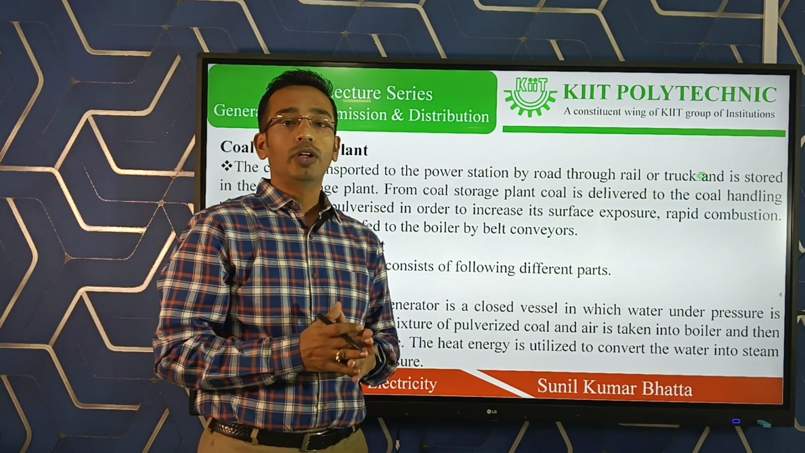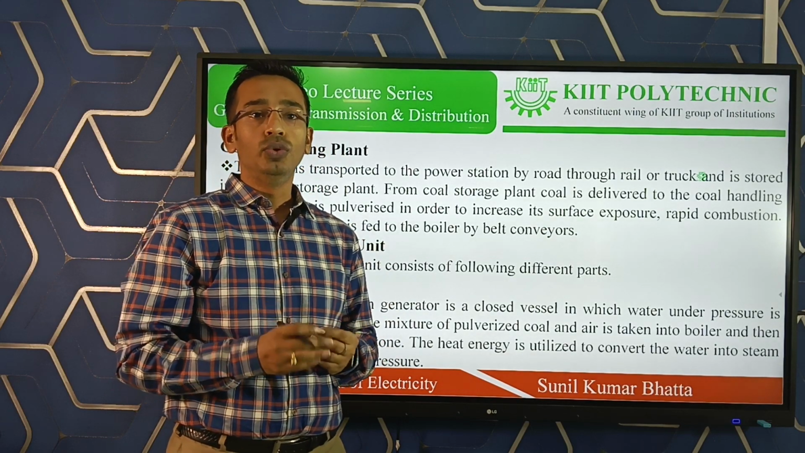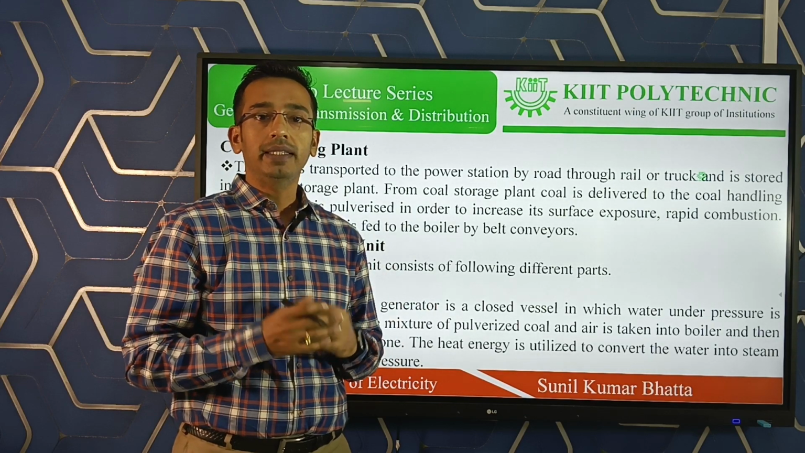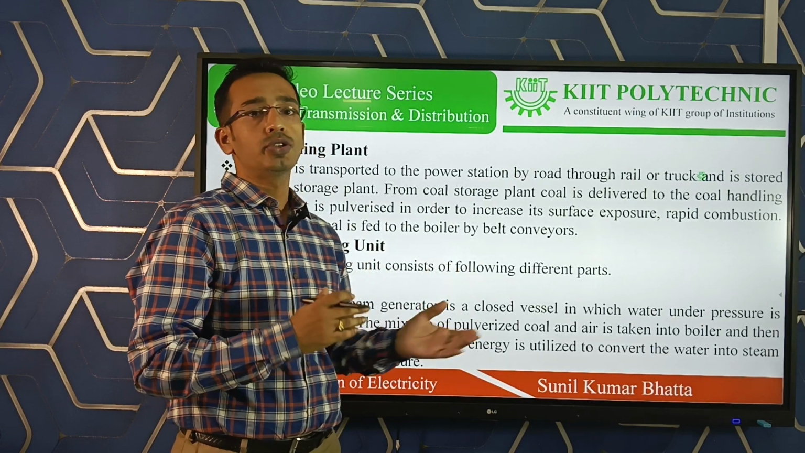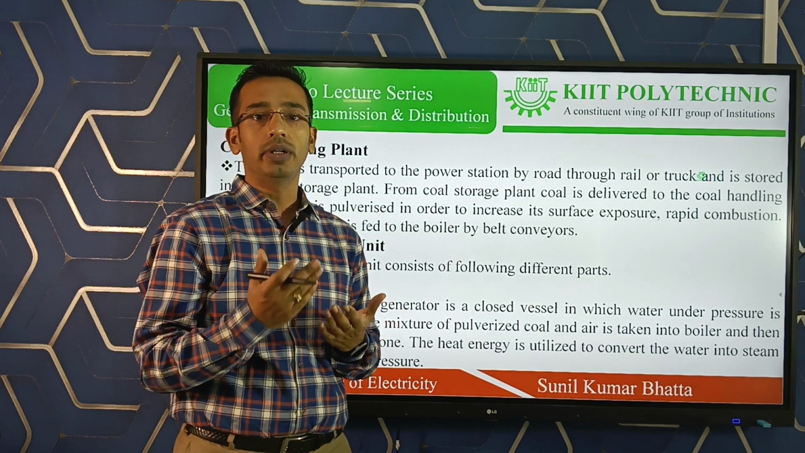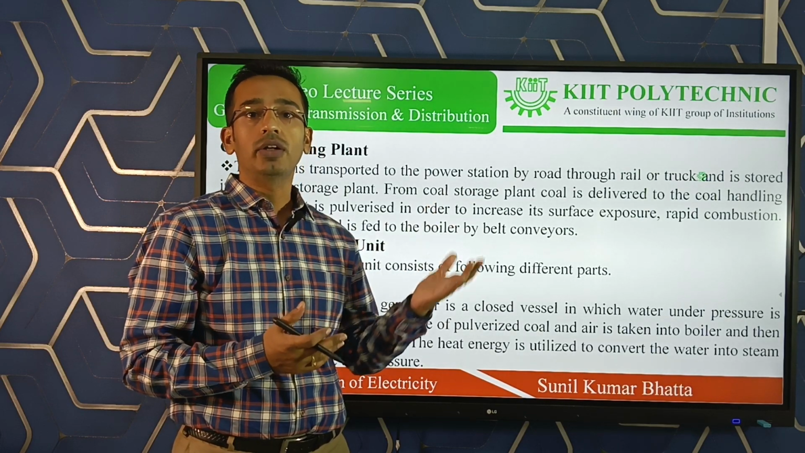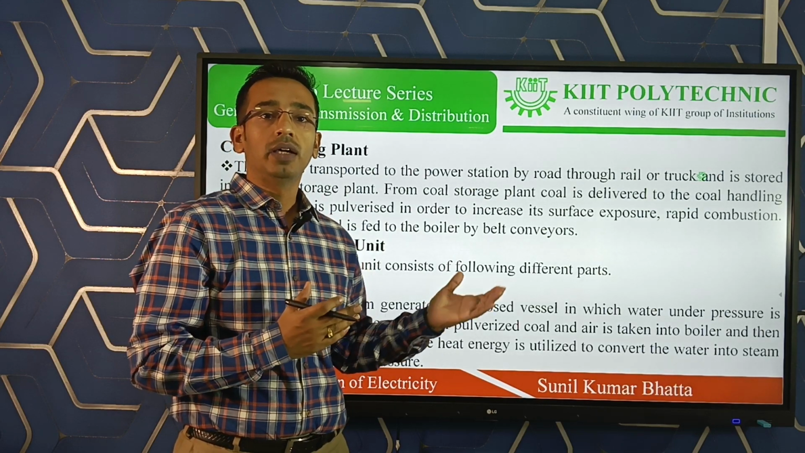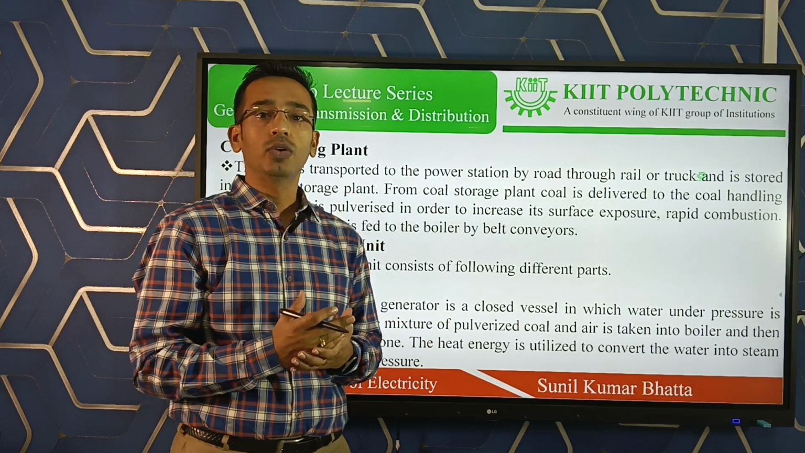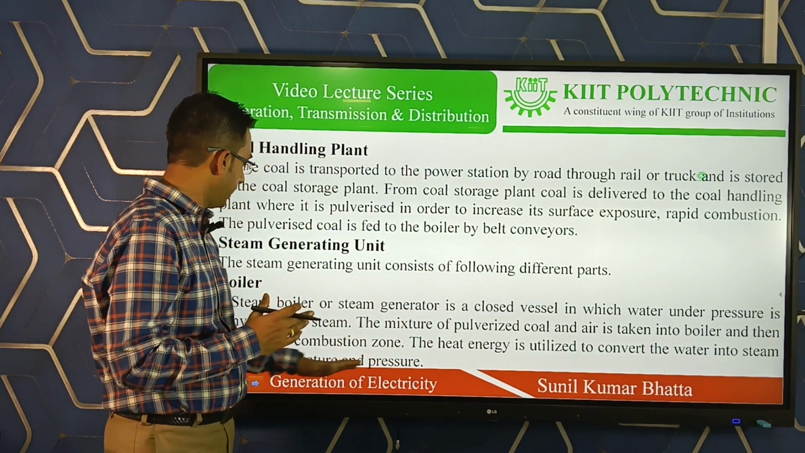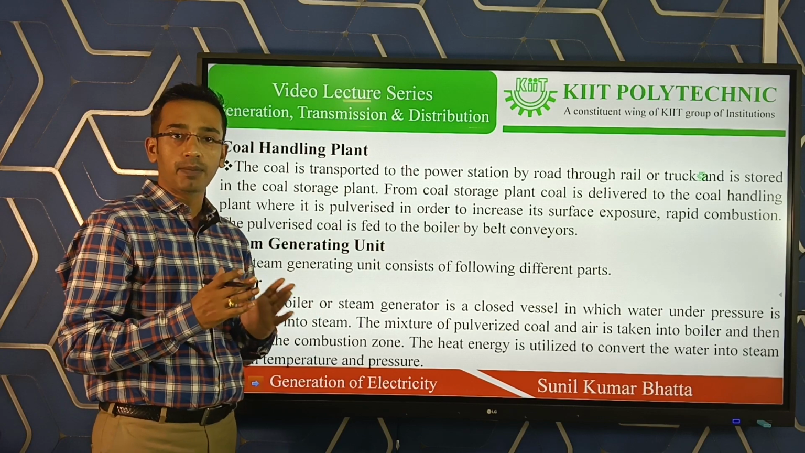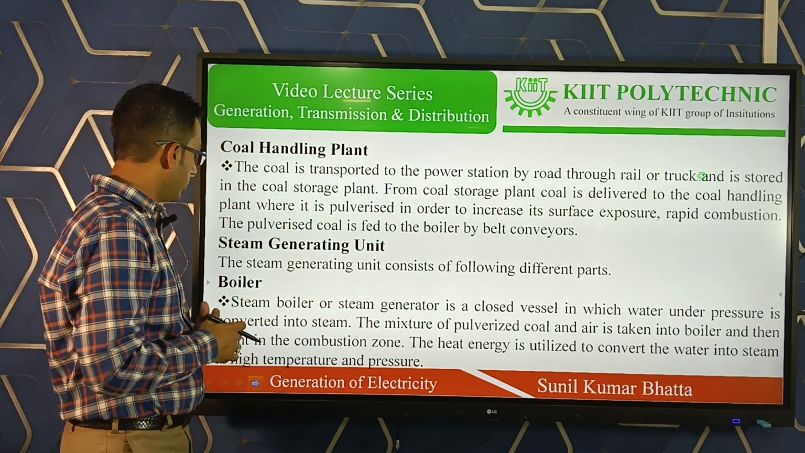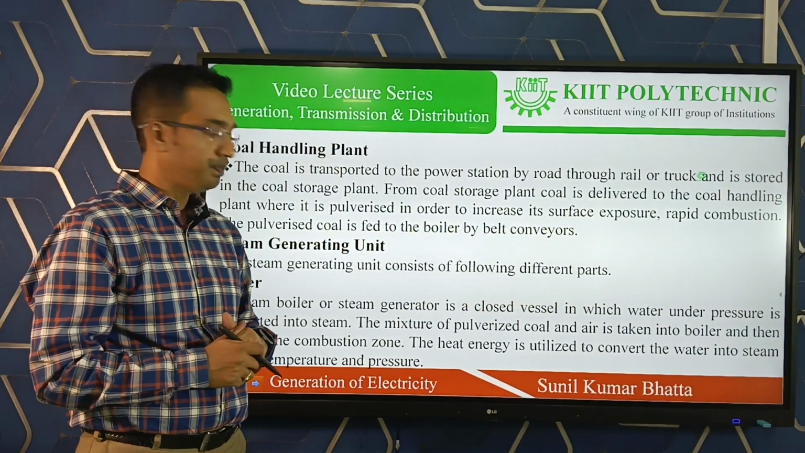For the production of steam we need two things, one is water, another is heat. The heat comes from the coal combustion, as the coal is burnt in the boiler, and the water in the water tubes is converted to steam with the help of that heat. These are the things that happen in the boiler. The boiler is a very important part of the thermal power plant. It is a closed vessel where the water under pressure is converted into steam.